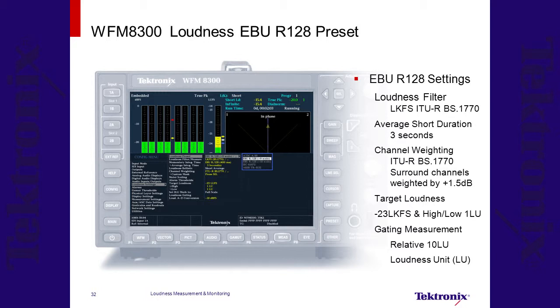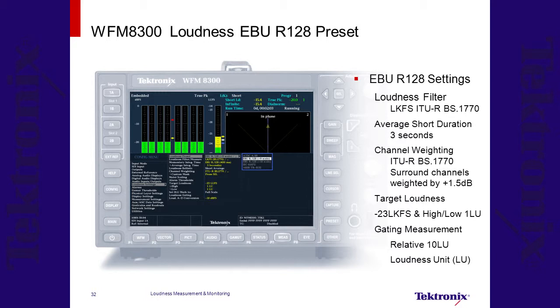The infinite duration average is based on the period of the audio session, which can be manually started and stopped or reset by the user. The channel weighting for the summation of channels is set to the ITU BS.1770 standard that provides weighting of the surround channels by plus 1.5 dB. The target loudness is set to minus 23 LUFS and a high-low setting of 1 loudness unit.